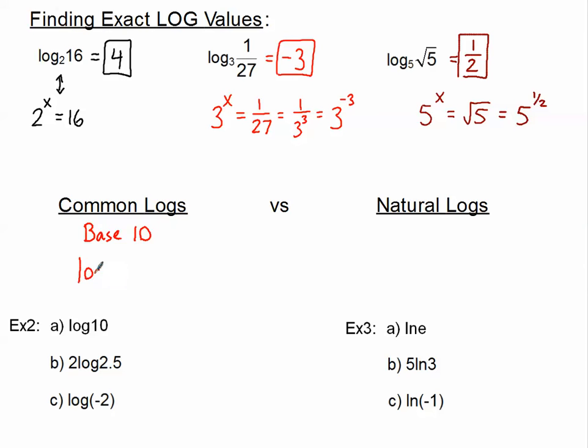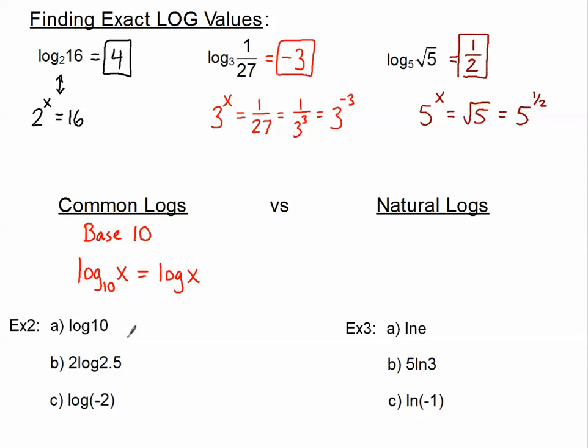So because they're so common, we don't actually write the little base when the subscript is a 10. We actually just write log of x or log of whatever. When you don't see a subscript, it's implied that it's a 10. So each one of these is base 10. You don't see a little subscript, you don't see a little subscript, you don't see a little subscript.